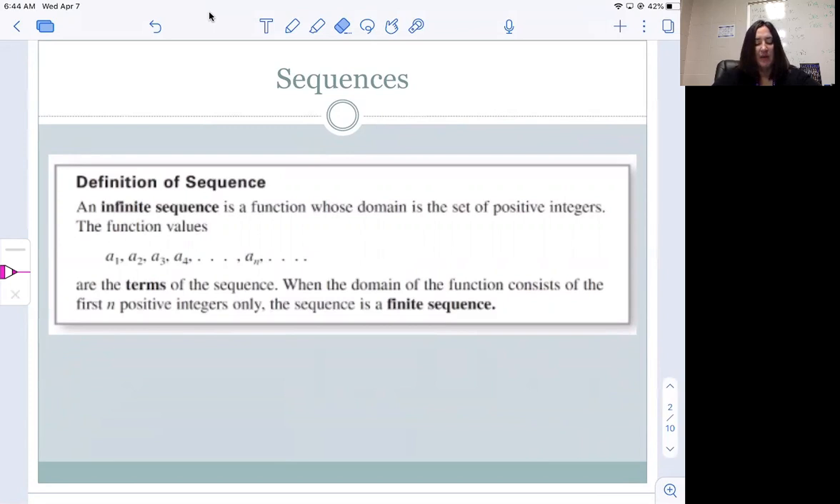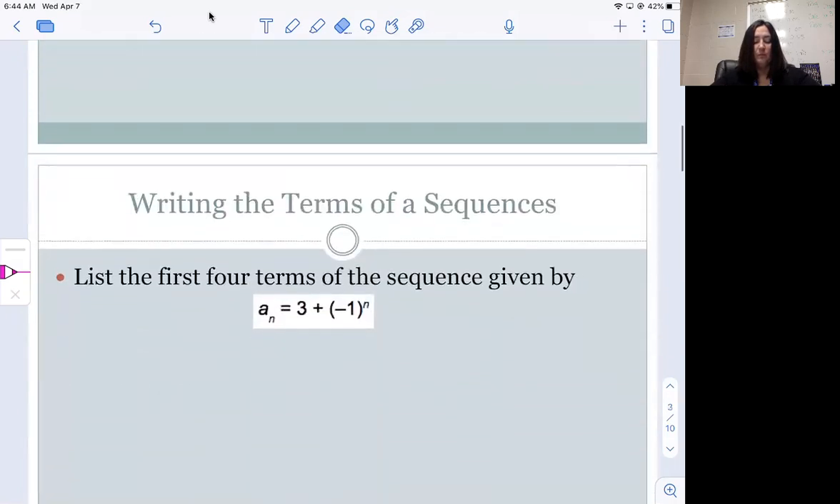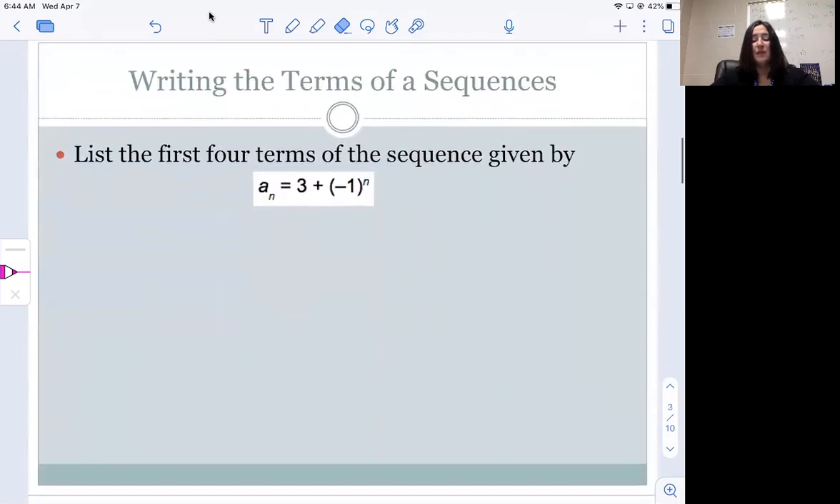When they talk about this, they use subscripts. So they say something like a1, a2, a3, all the way through an, and n could be any integer. It could go on however long you want it to. When we talk about the terms of a sequence, a1 is the first term.